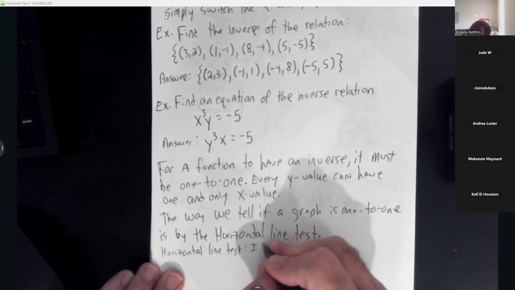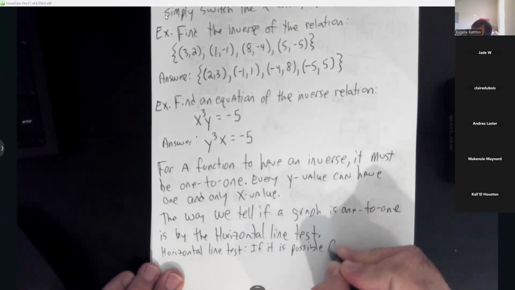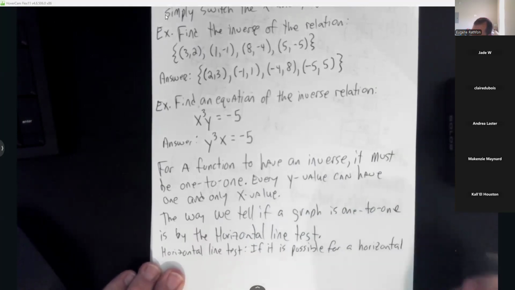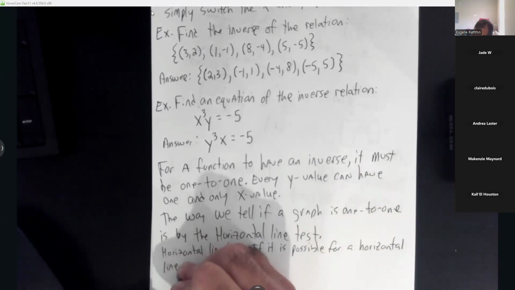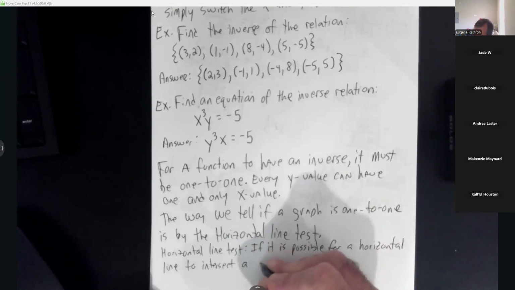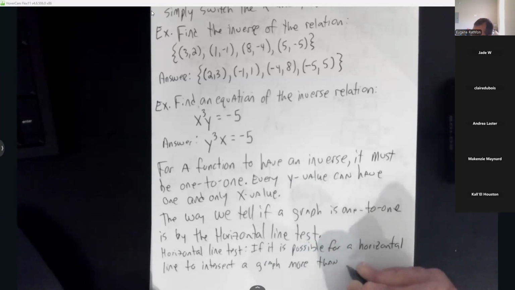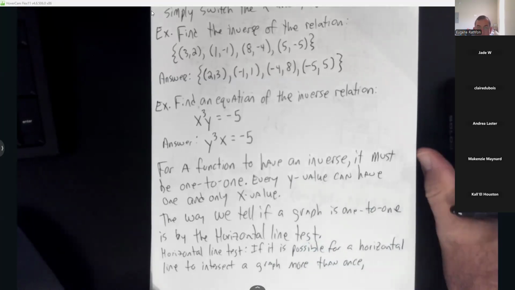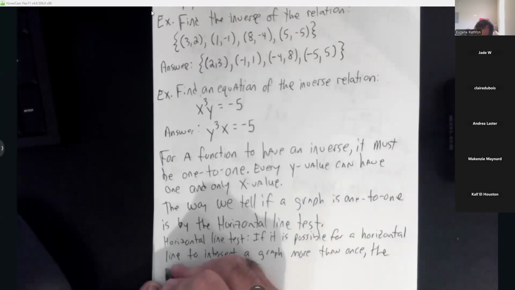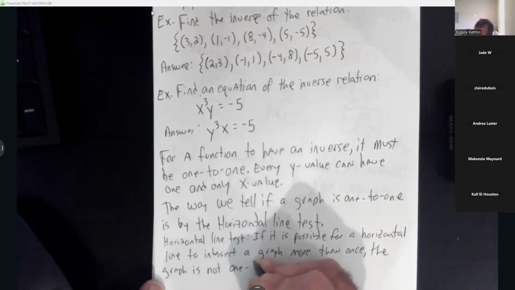If it is possible for a horizontal line to intersect a graph more than once, so if you can intersect that graph more than once, the graph is not one-to-one.